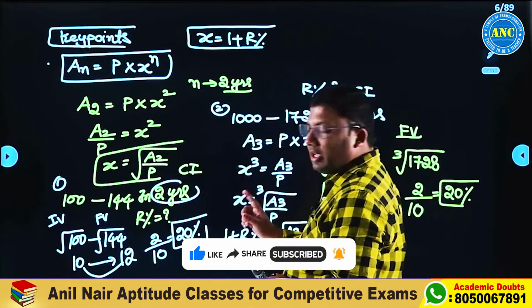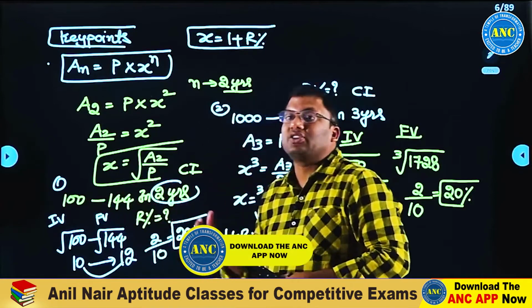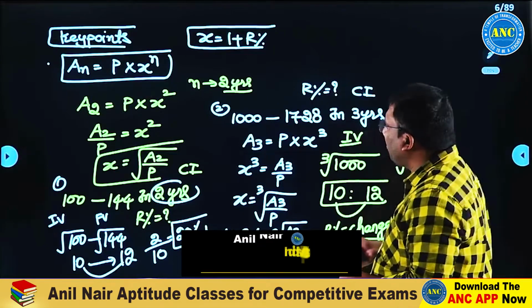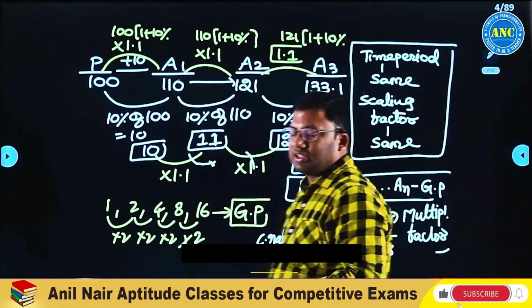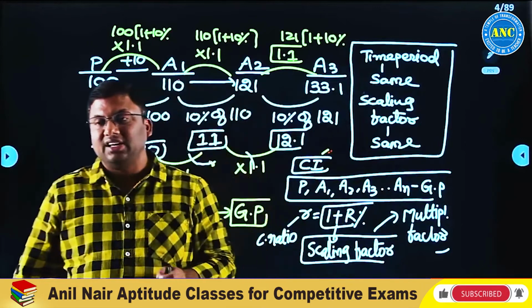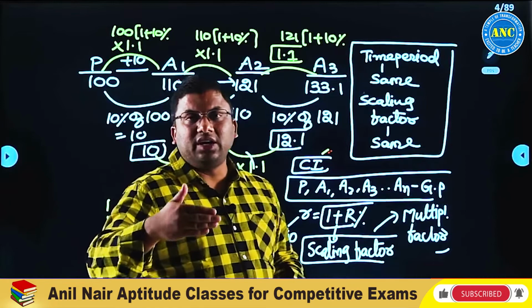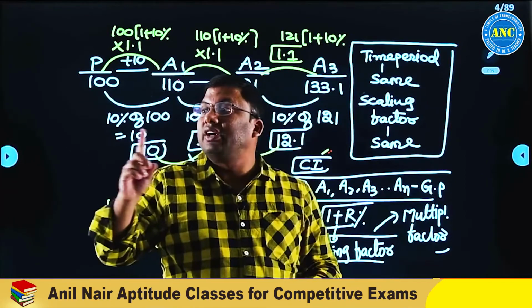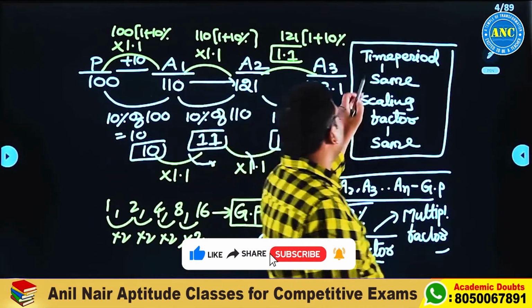Extremely important key points. 2 years is there, for initial and final, apply square root. 3 years is there, apply cubed root. Please put a star mark on this concept, sir. This concept: if the time period is the same, scaling factor will be same. After 2 years, scaling factor is 6 by 5. Before 2 years also it will be 6 by 5. Please put it as star mark.